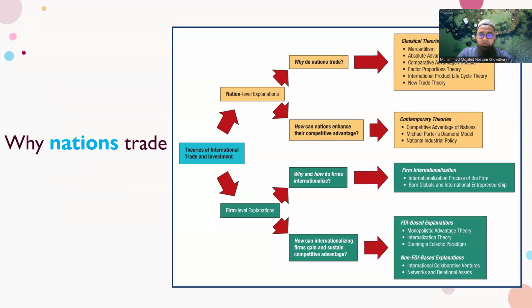So this is the flow chart for today's lecture. You will see the yellow color section, in which we'll be explaining based on the nations level. So why do nations have trade? We'll be looking at mercantilism, absolute advantage, comparative advantage, and then international product life cycle theory. Also new trade theories, if we have the time. And then some contemporary theories on why nations do trade.